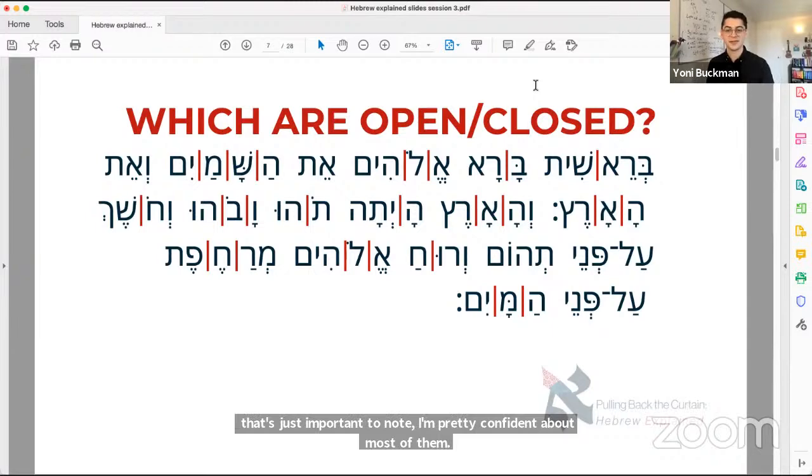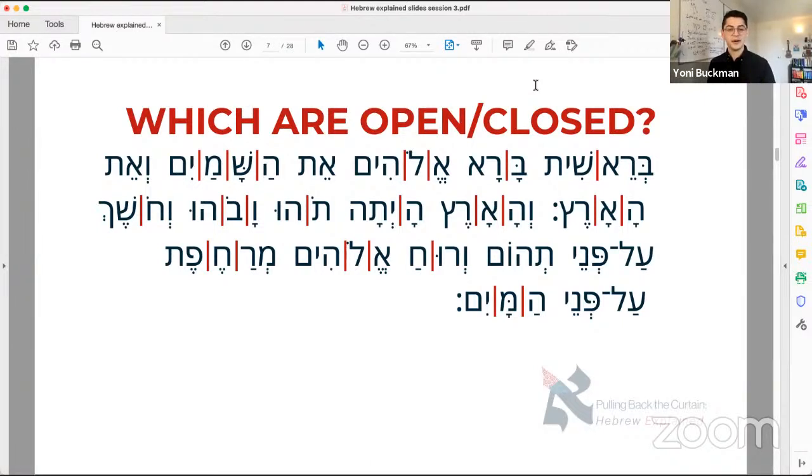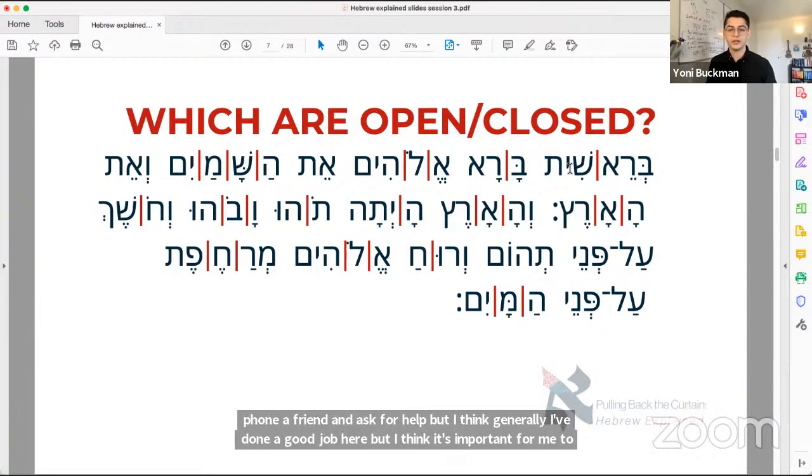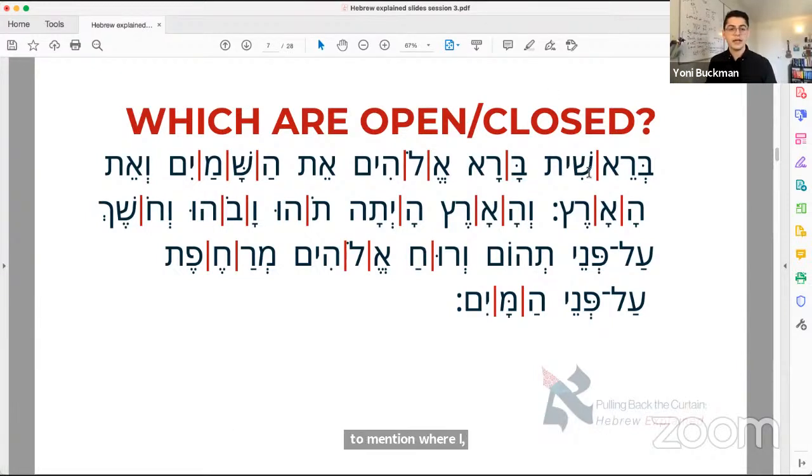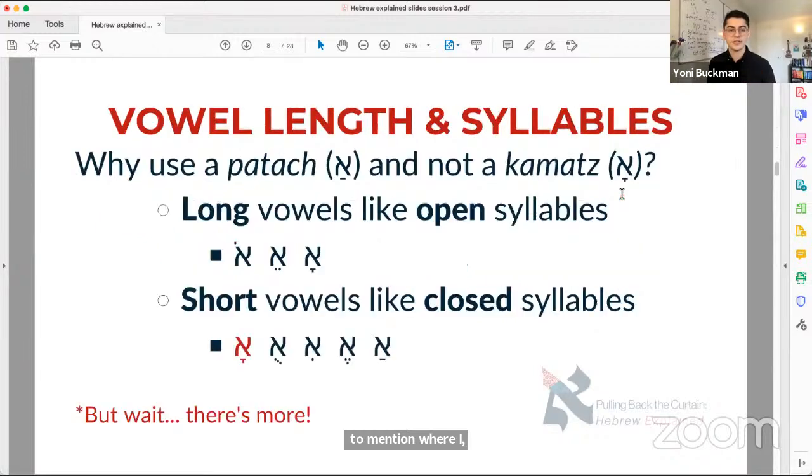But I think it's important for me to mention where I know what I know and I know what I don't know. This is something that in concept I know really well, and in practice I struggle with. Here we have open syllables, we have closed syllables, okay? And in these two verses, we have a few examples of really tricky words that have unique features, and we're going to talk about some of those as we continue.